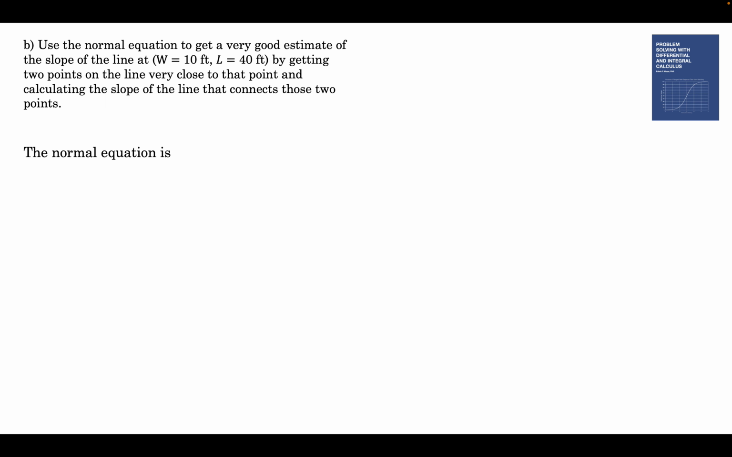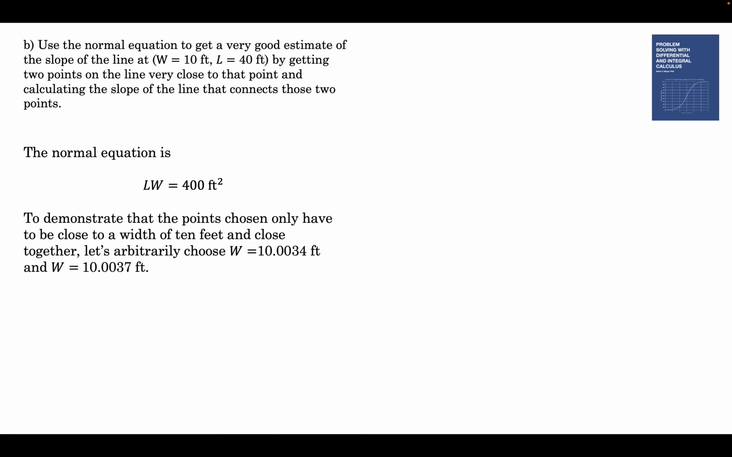That's part B. So here's the normal equation, and we can pick whatever points we want. Let's pick these two, just to show that you can do anything crazy, as long as they're close to 10, and they're close to each other. So we're going W equals 10.003. Both of them are bigger than 10. Normally you would go around 10 evenly, but it doesn't matter, because you're so close there, the line is straight.